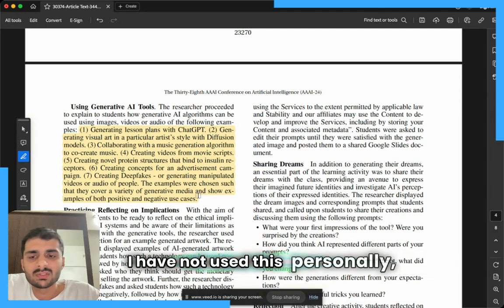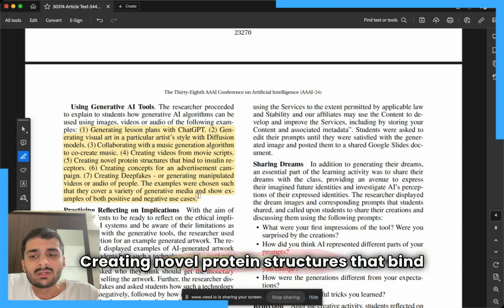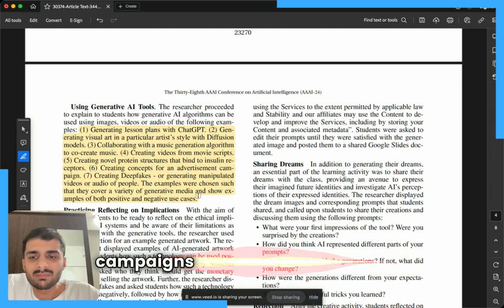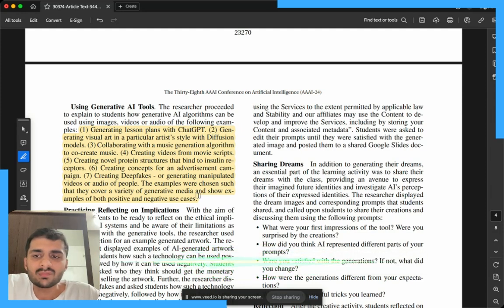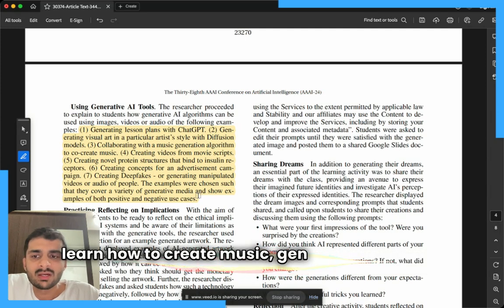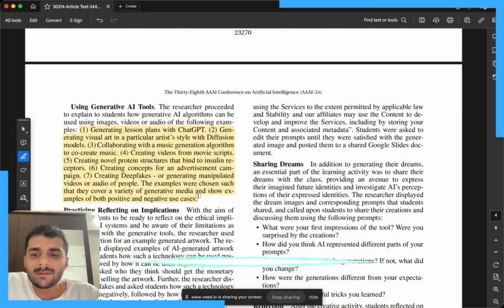I have not used this personally. Creating videos from movie scripts, I have not done this either. I'm not sure if it's good enough to do that yet. Creating novel protein structures that bind to insulin receptors, quite interesting. Creating concepts for advertisement campaigns, and creating deepfakes. I have made a note in my mind that I should learn how to create music gen algorithms to co-create music, as well as how to create videos from movie scripts.